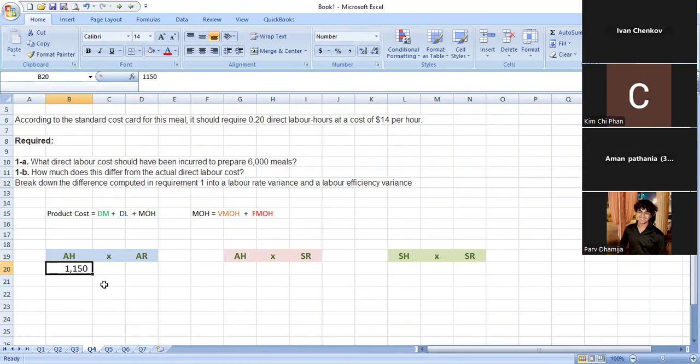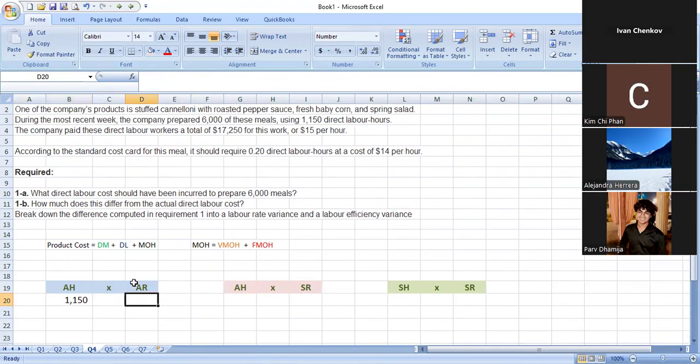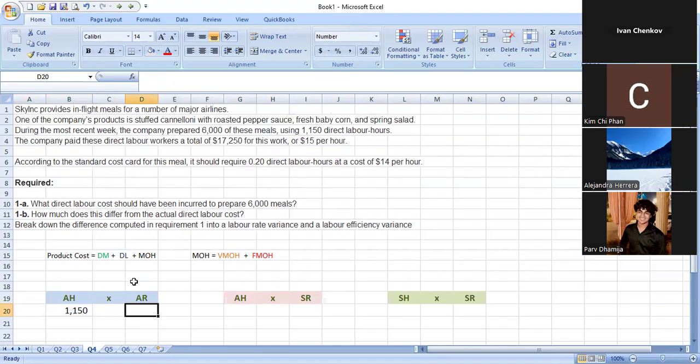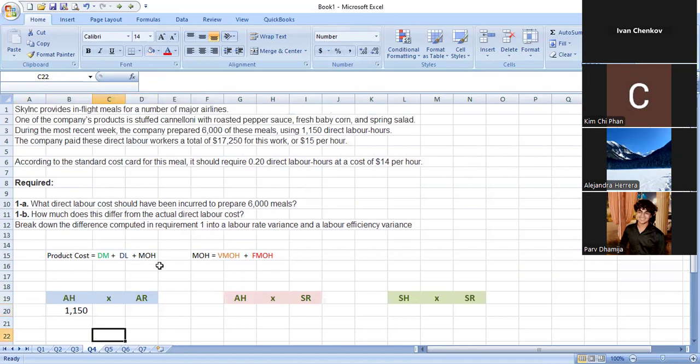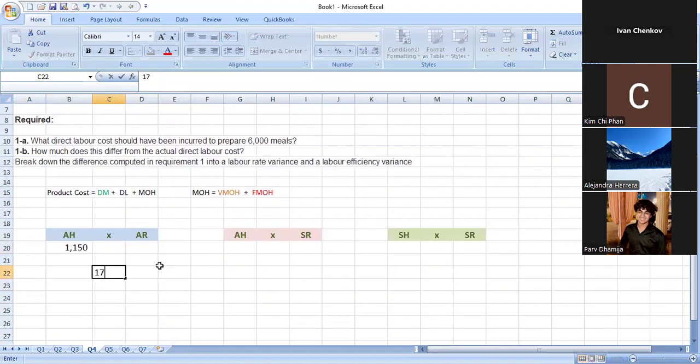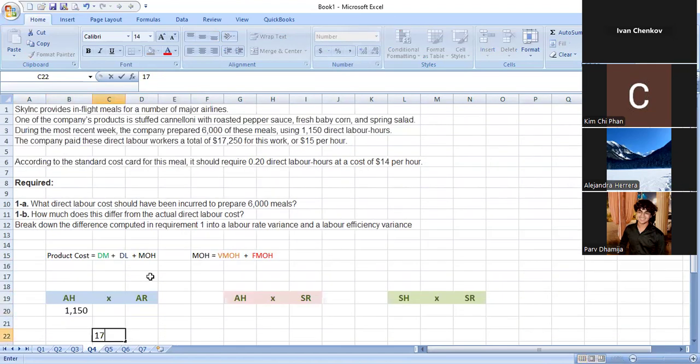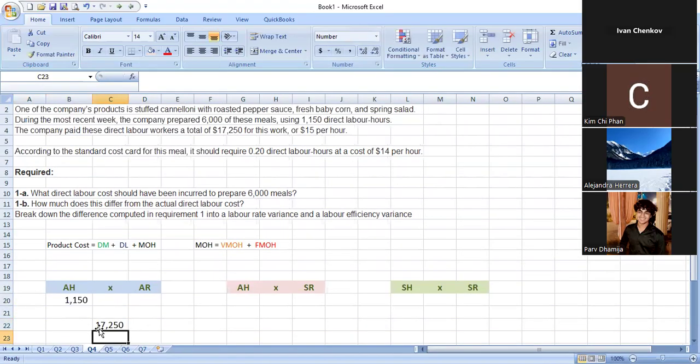It's good? Okay. So what's the actual rate here? We can see the total cost. Let's go with the cost. They paid in total $70,250. That's how much they pay.